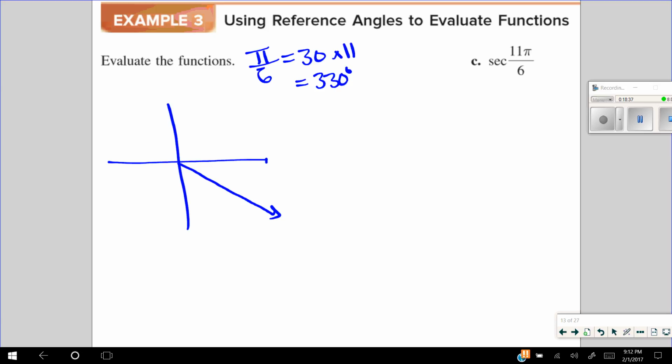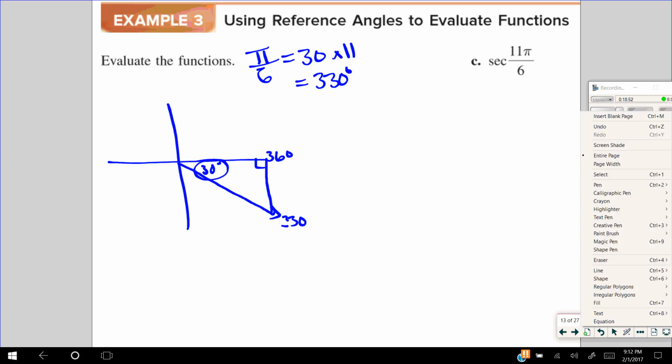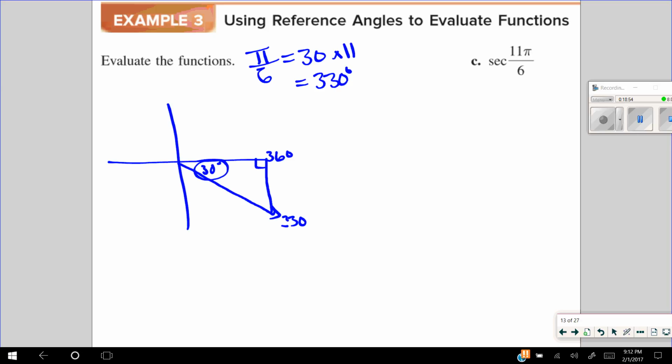Drawing my reference triangle back to the x-axis. Difference between 330 and this would be 360 is 30 degrees. So that's my reference angle. Okay. Labeling the sides then. Hypotenuse is always 1. Across from 30 is 1/2. This would be 60. So across from 60 is square root of 3 over 2.